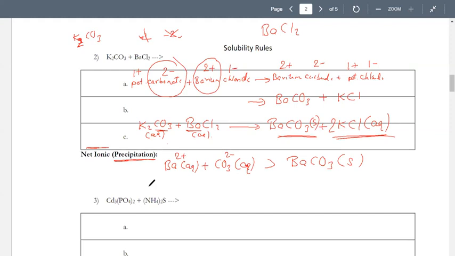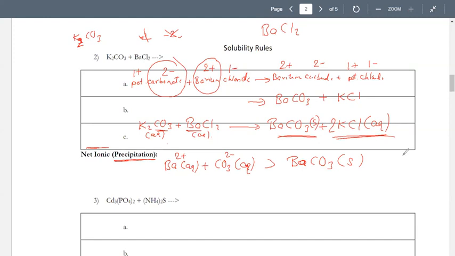So this is one way of doing it, and this is easy. Just look for the solid, the precipitated part of the product side, and look for how this is formed. Like barium, where did you get barium from? And what is the charge for the barium? And the carbonate, where did you get carbonate from? And what is the charge for the carbonate? So that is one way of doing it.